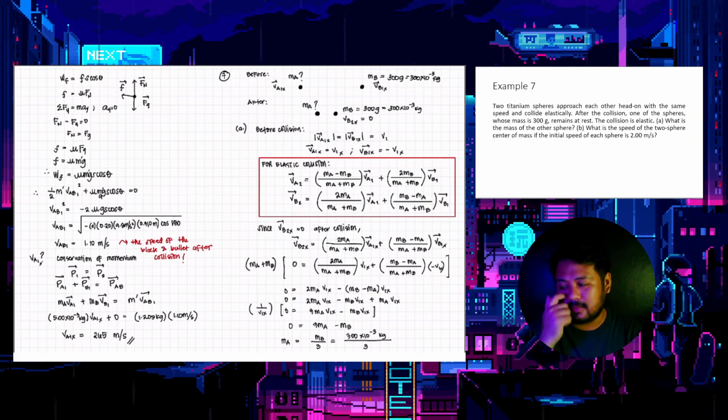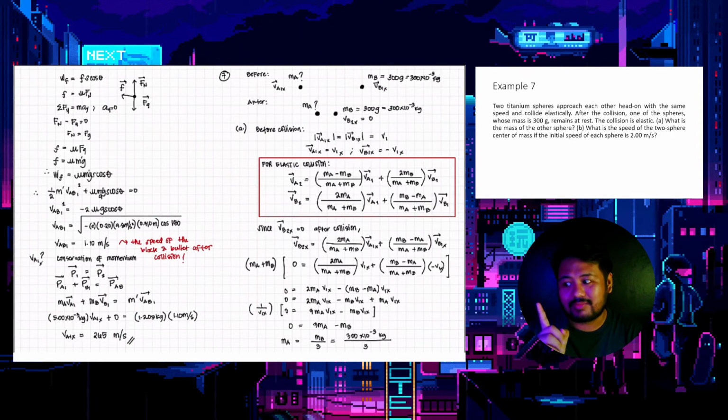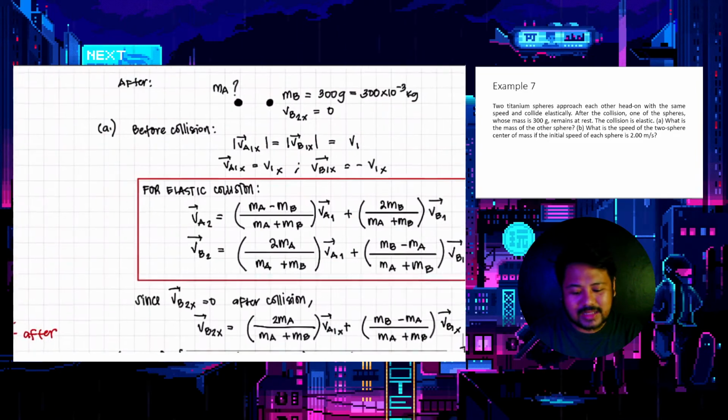Okay, so we have first to get the mass of the other sphere. Now this is an elastic collision.